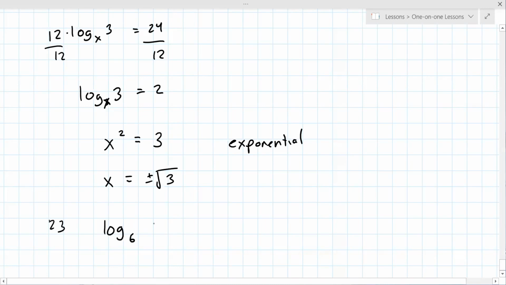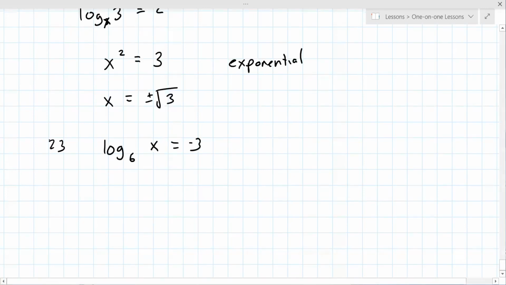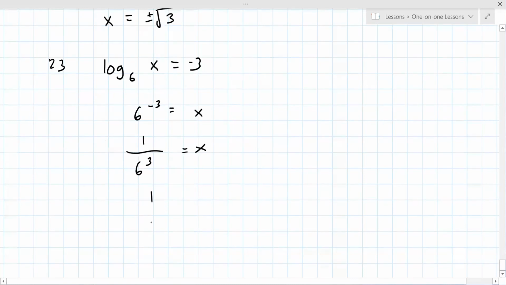Log base 6 of x equals -3. So now rewrite this in exponential form. We can do this as 6 to the -3 equals x. And 6, what is it, like 36 times 6? What's that? 216? 216, you got it. So it's x equals 1 over 216. All right. I got 25.